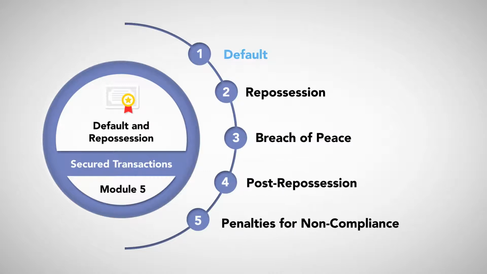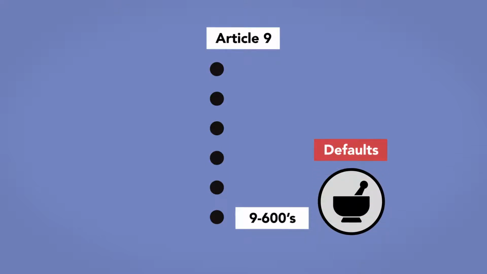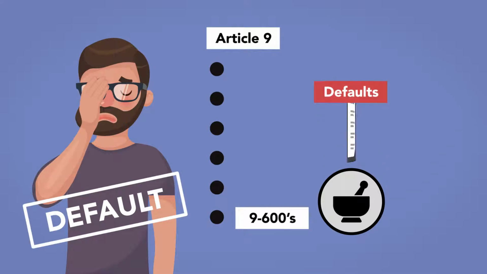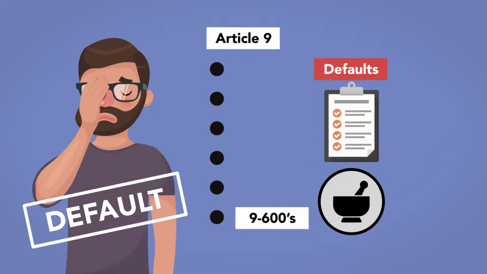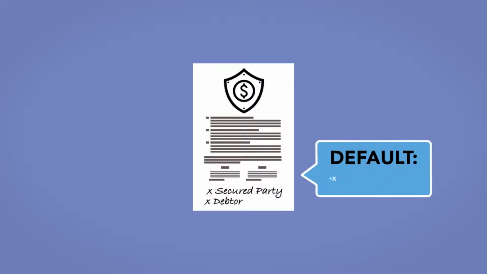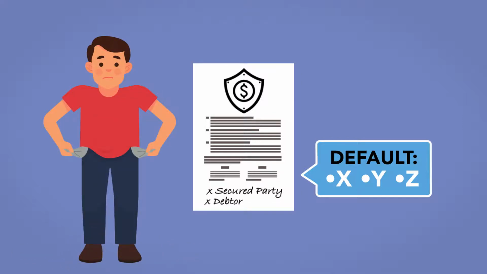Default. The last substantive title of Article 9, the 9-600s, governs default. Article 9 does not define default, but does detail the remedies available to a secured party upon a debtor's default and sets forth the procedure for executing those remedies. The security agreement usually outlines the different acts and omissions that may be treated as defaults. The most obvious form of default is failing to make payments on the debt secured by the collateral.